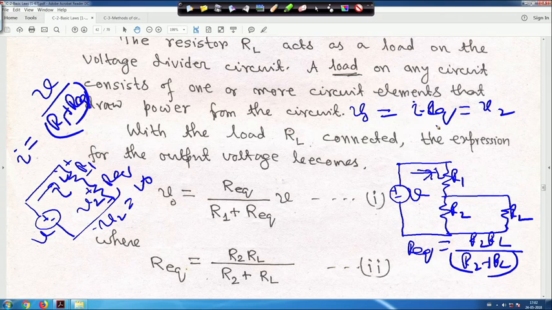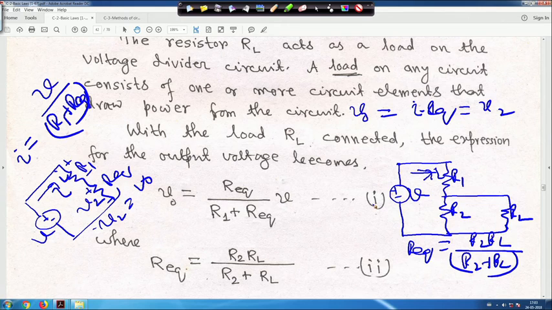So, I into Req, where this current I is flowing through this circuit. So, I is equal to V upon R1 plus Req. If you put I equal to V upon R1 plus Req, you will get Req upon R1 plus Req into V, because I is equal to V upon R1 plus Req. So, here it is Req into I, so V upon R1 plus Req into Req, giving Req upon R1 plus Req into V. So, this is equation 1.